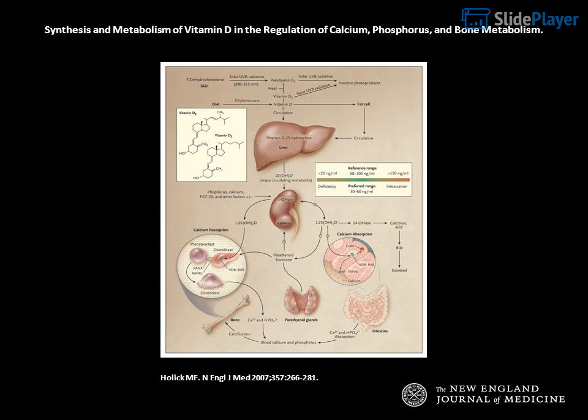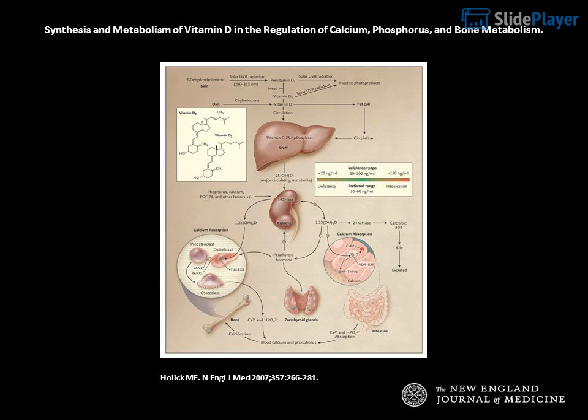1,25-D decreases its own synthesis through negative feedback and decreases the synthesis and secretion of parathyroid hormone by the parathyroid glands. 1,25-D increases the expression of 25-hydroxyvitamin D 24-hydroxylase, 24-OHase, to catabolize 1,25-D to the water-soluble, biologically inactive calcitroic acid, which is excreted in the bile.